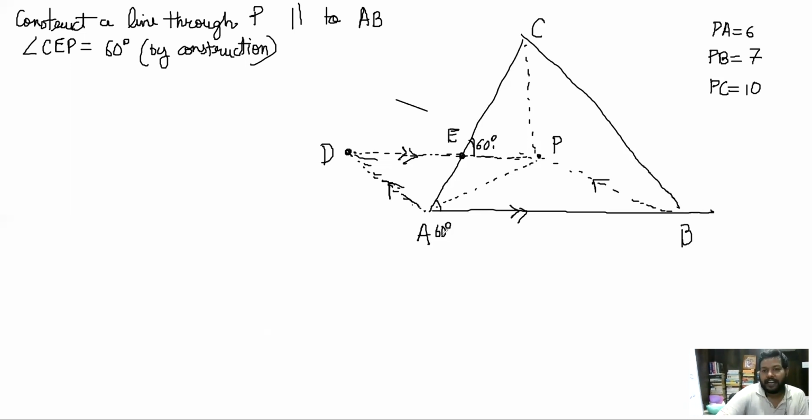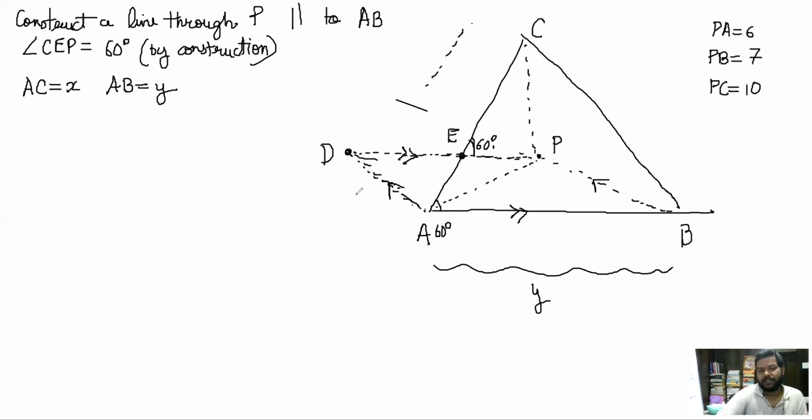Great. Let's suppose that A to C, the distance, is unknown. A to C was X, right? And let's say AB was also unknown. AB was Y, correct? So I'm calling this length Y, and this length is called X, the AC length, right?